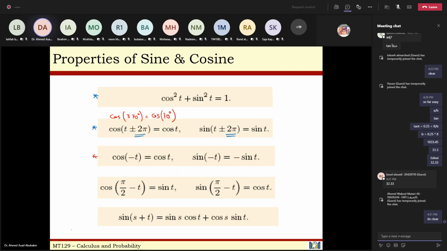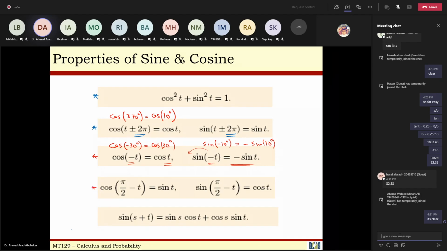Number 3, if we have a negative in the angle of cosine, we can remove this negative. We can remove the negative angle, but if we have a negative in sine, it must be put outside the sine. So for example, cosine negative 30 degree is the same as cosine 30 degree. But in sine, for example, sine minus 10 degree is equal minus sine 10 degree.